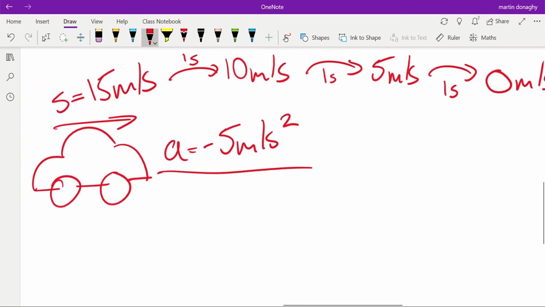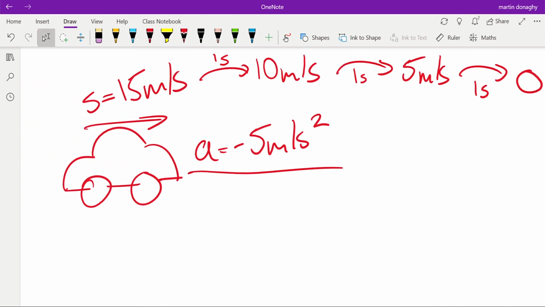Okay, so acceleration is really just a measure of how much a car's speed will increase or decrease in 1 second. Okay, if it's positive, if it's an acceleration, the object will get faster and the speed will increase each second. If it's negative, that means it's a deceleration and the car's speed will get less, it will slow down each second.